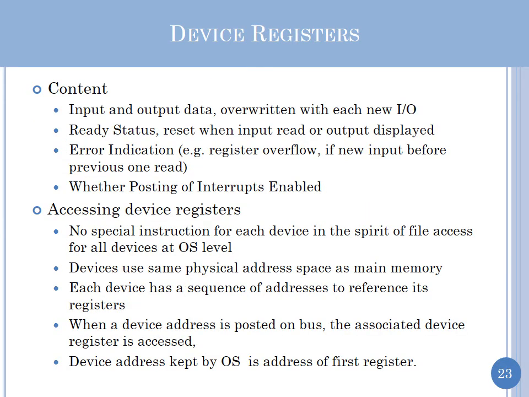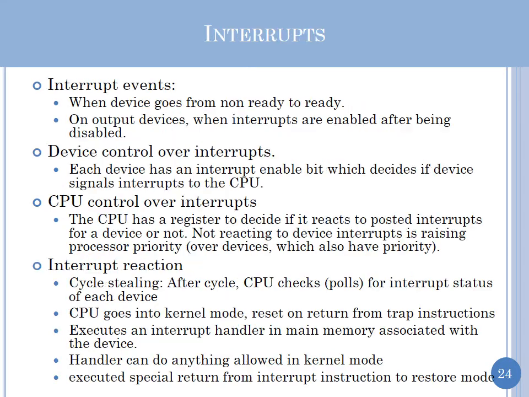We've seen what device registers are. They are device memory that's accessed by memory addresses. If we have device registers that are mapped to memory, then we don't need a special instruction for each device to read and write from that device. We've seen interrupts. We've seen that there is cycle stealing to actually service interrupts, and interrupts are associated with interrupt routines, and a device doesn't always interrupt.